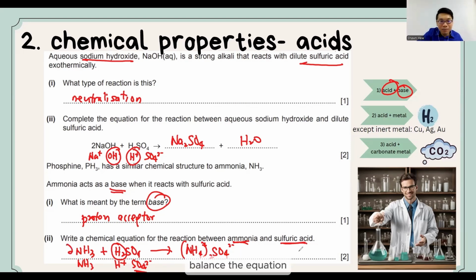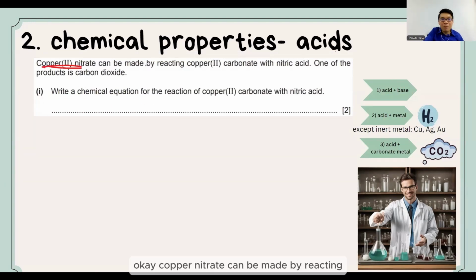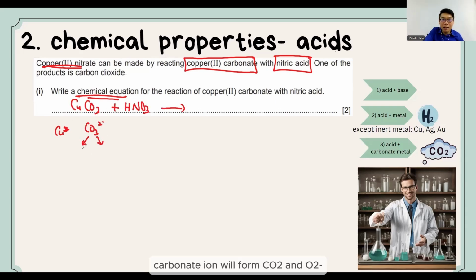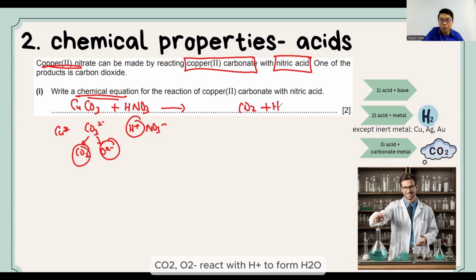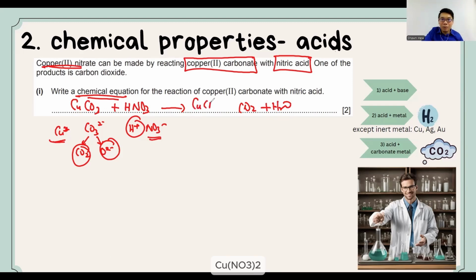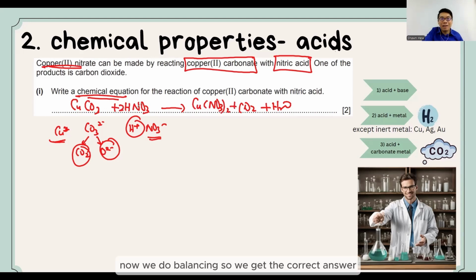Balance the equation. Okay, copper nitrate can be made by reacting copper carbonate with nitric acid, and it will produce CO2. So write the chemical equation. Copper carbonate reacts with nitric acid. The carbonate ion will form CO2 and O2-. And then here we form H+ and nitrate ion. The O2- reacts with H+ to form H2O. The metal ion and non-metal ion will join together to form Cu(NO3)2. Now we do balancing, so we'll get the correct answer.